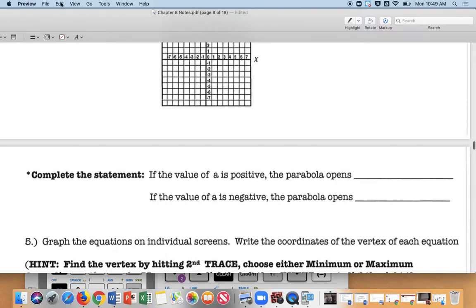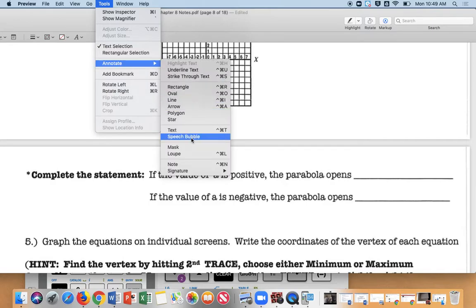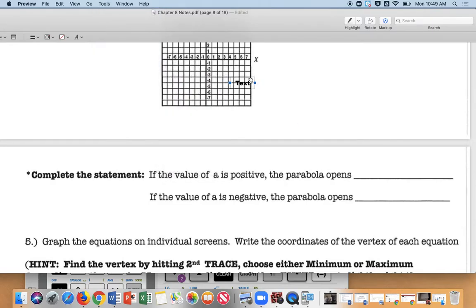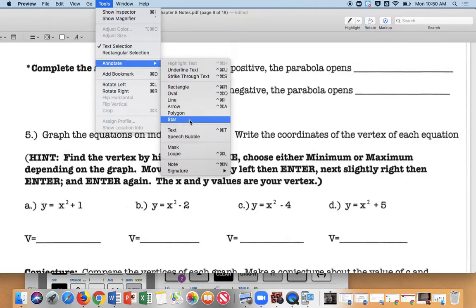So if the a value is positive, okay, well, apparently, here we go, try this again.